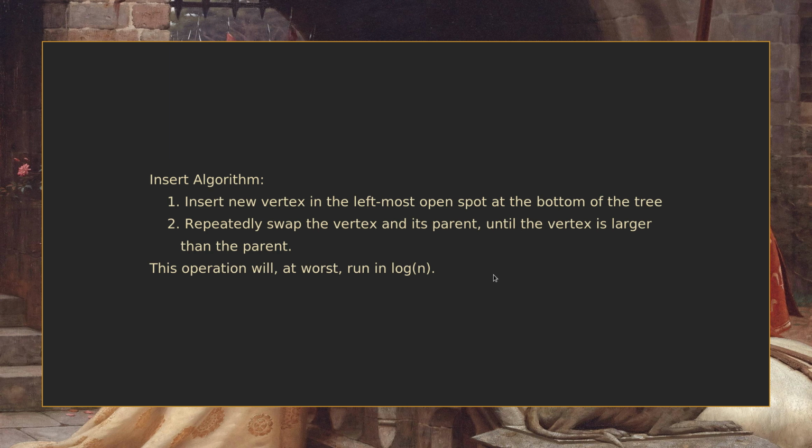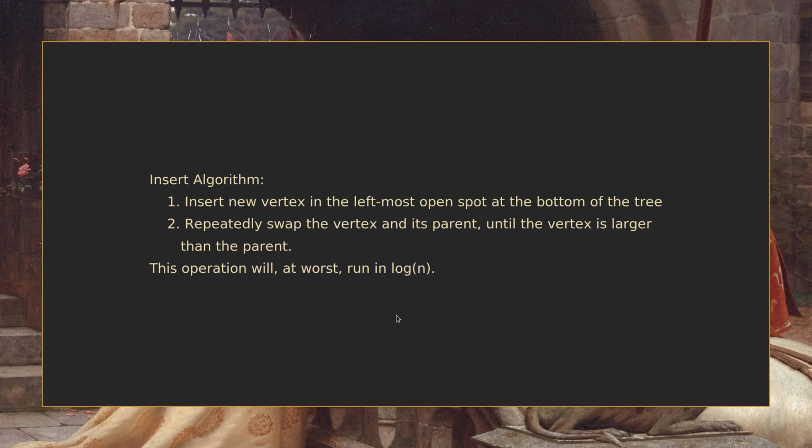And that gives us our insert algorithm. We stick a new vertex into the leftmost open spot at the bottom of the tree, which is going to be given specifically by the number of nodes in the tree. We use the number of nodes in the tree as the index into our array, and we stick it there. And then we swap the vertex and its parent until the vertex is larger than the parent.